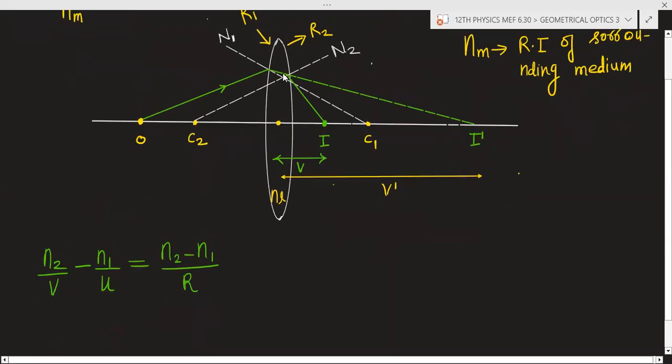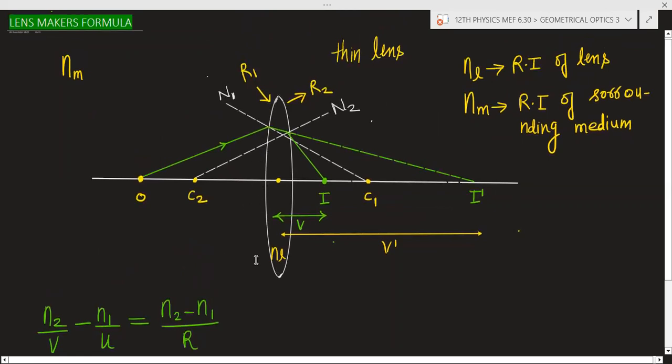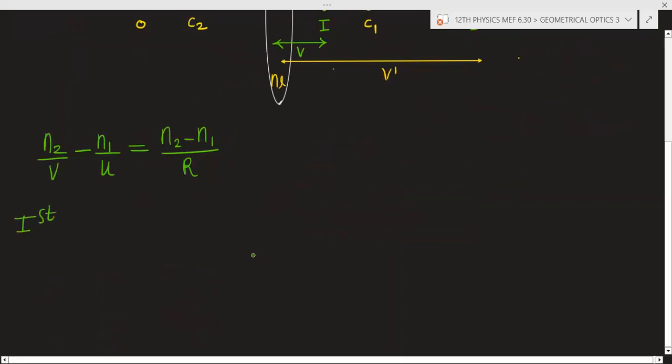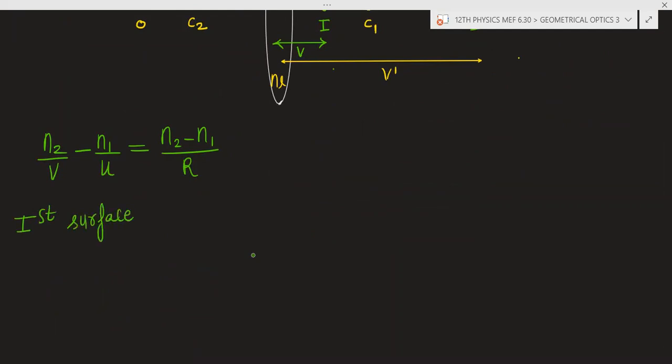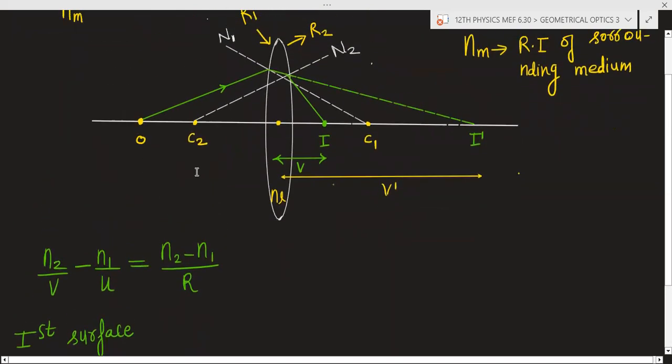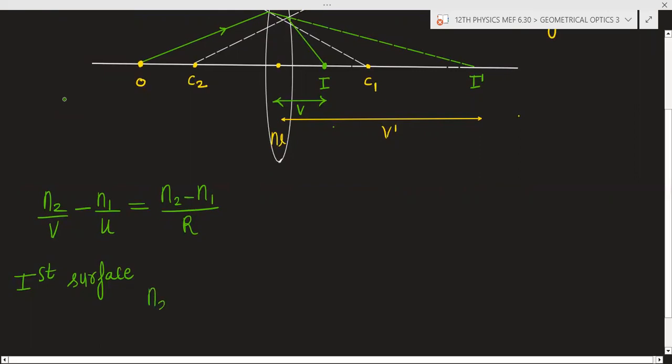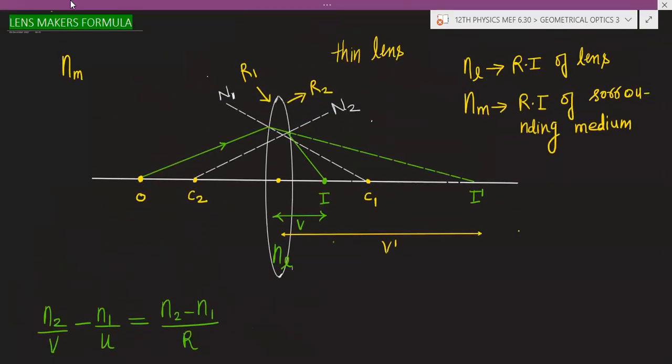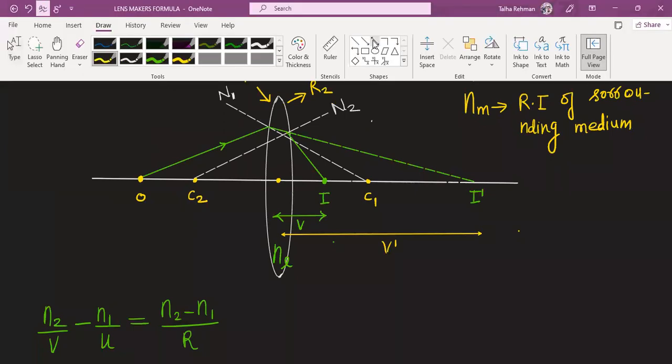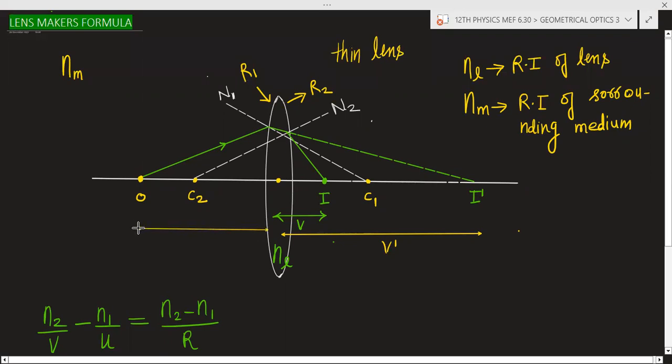So in this case, first we will apply this formula on the first surface, the first refraction from the first surface. Apply this formula, which means put the values. What will be the value of n2? n2 will be nm, the refractive index of the surrounding medium, and n1 will be nl, the refractive index of the lens, n suffix l. The object distance is this.